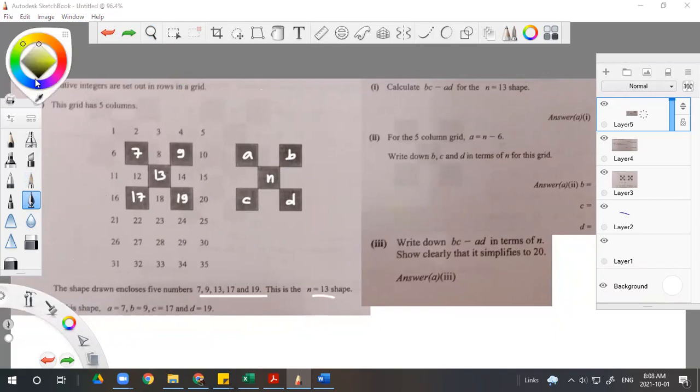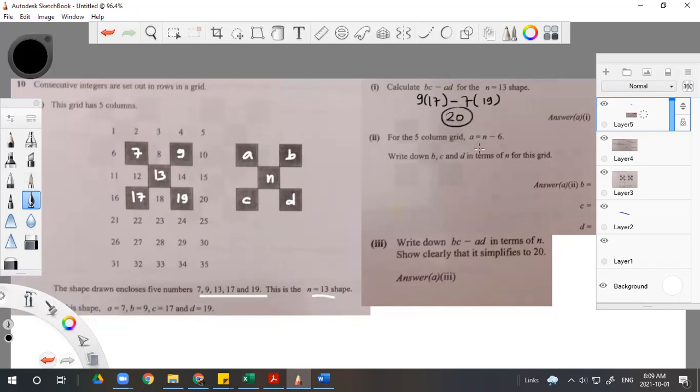Wait, B equals 9. C equals 17, right? Subtract A, 7, D, 19. Okay, what is the answer? The answer is calculator. 9 plus 17, subtract 7 times 19. 20.